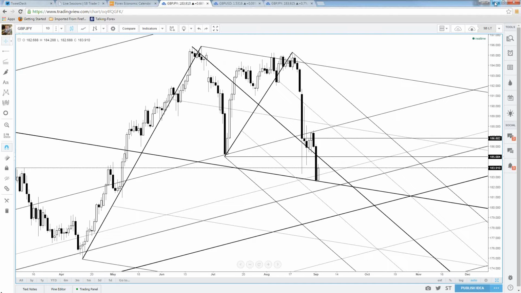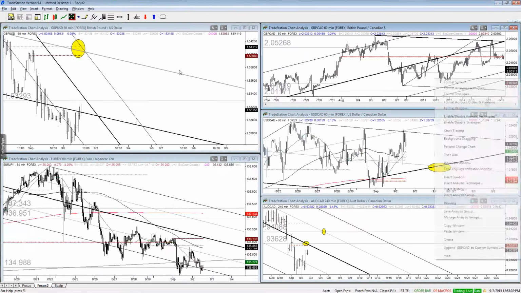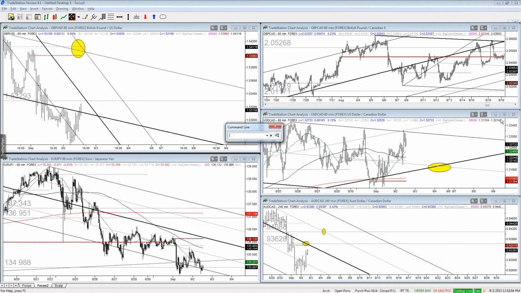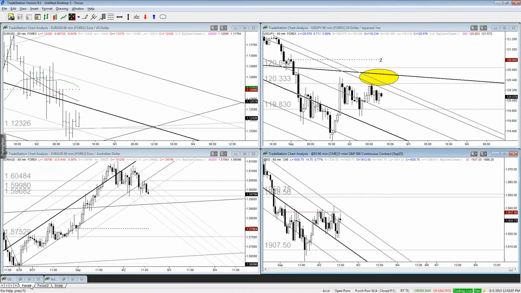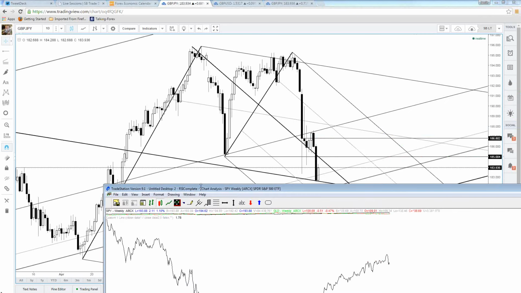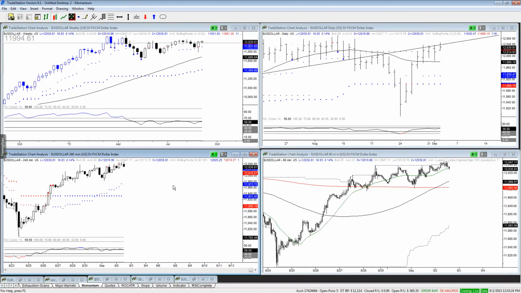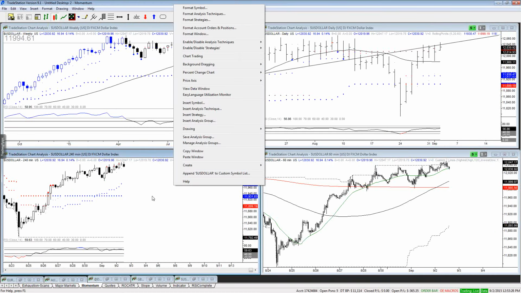Okay. Now let's see what we're talking about. Questions on the old RSI. And the old RSI. Okay, so RSI. You want to look at pound yen?